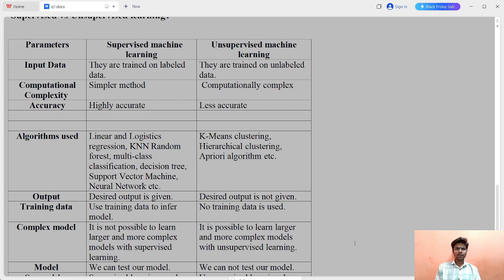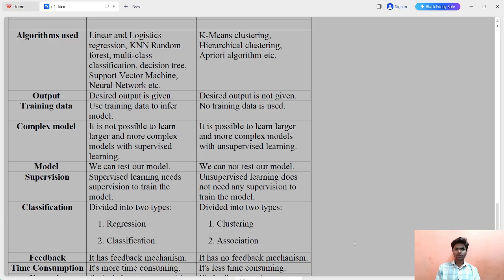Columns, parameters, and inputs. In supervised learning, models are trained on labeled data. In unsupervised machine learning, they are trained on unlabeled data. Computation and complexity. Supervised machine learning is a simpler method, and unsupervised is computationally more complex than supervised machine learning. Accuracy: supervised machine learning has high accuracy, and unsupervised machine learning is less accurate.